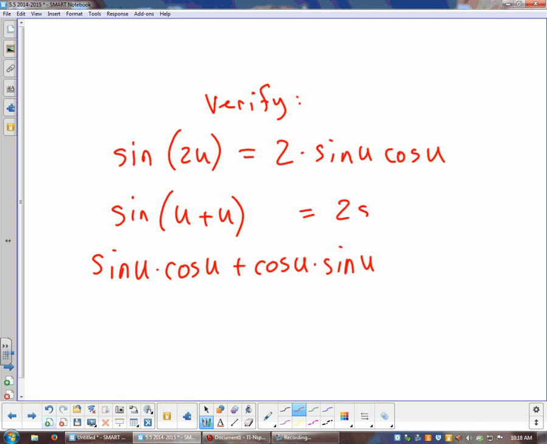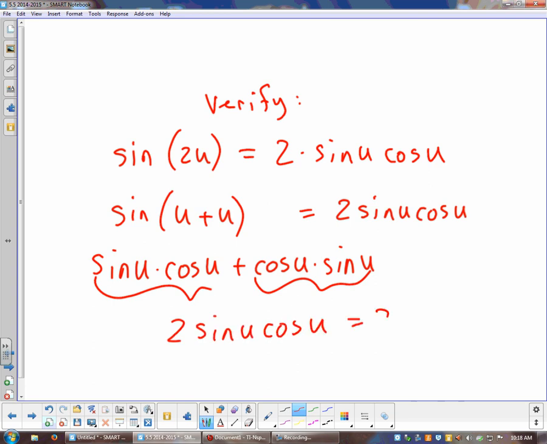You see how we're going to get that? I got a sine u cosine u. I got another sine u cosine u. So I really do get 2 sine u cosine u on the left, and it matches the 2 sine u cosine u on the right. So I just wanted to go through this, just so you know I'm not making up these formulas. We really could verify all of them. We're not going to verify all of them, but we could. All right, thank you. Thanks for the trust.